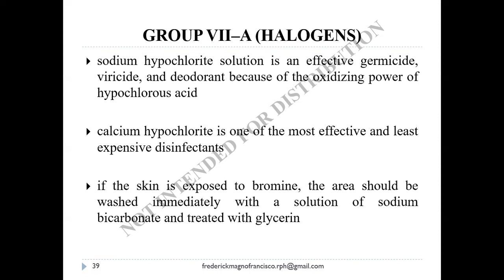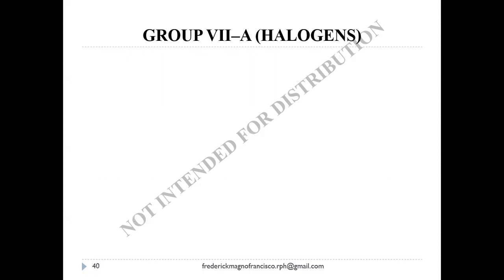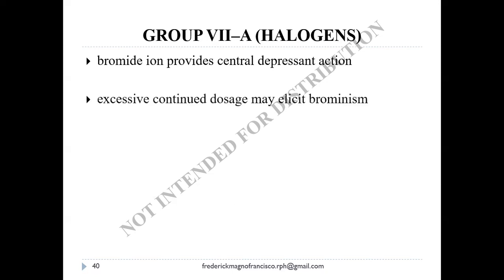If the skin is exposed to bromine, the area should be washed immediately with a solution of sodium bicarbonate and treated with glycerin. In proper dosage, the bromide ion provides central depressant action. Potassium bromide is employed commonly. Excessive continued dosage may elicit a toxic condition called brominism.